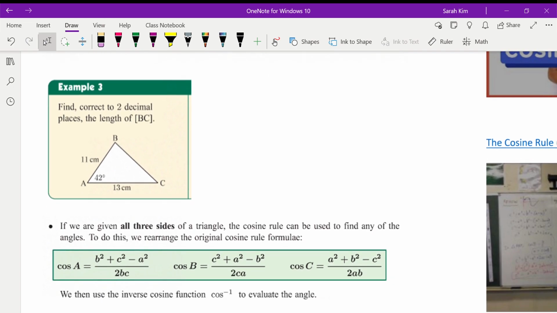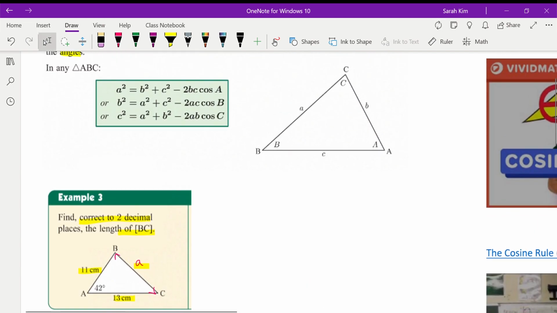So for this example, as you can see, you're trying to find, correct to 2 decimal places, the length of BC. Now, rather than calling it the length of BC, let's call it by a letter. The length of BC is this length over here, which is opposite the angle A, so we'll give it the symbol A. So now you can hopefully see that we don't know A, but we have 3 lengths that we're working with, and we have 1 angle that we're working with. So we do know we need to use the cosine rule. If you scroll up, you're trying to find A, so you want to use this equation because the unknown is by itself. So I'm just going to copy it down.